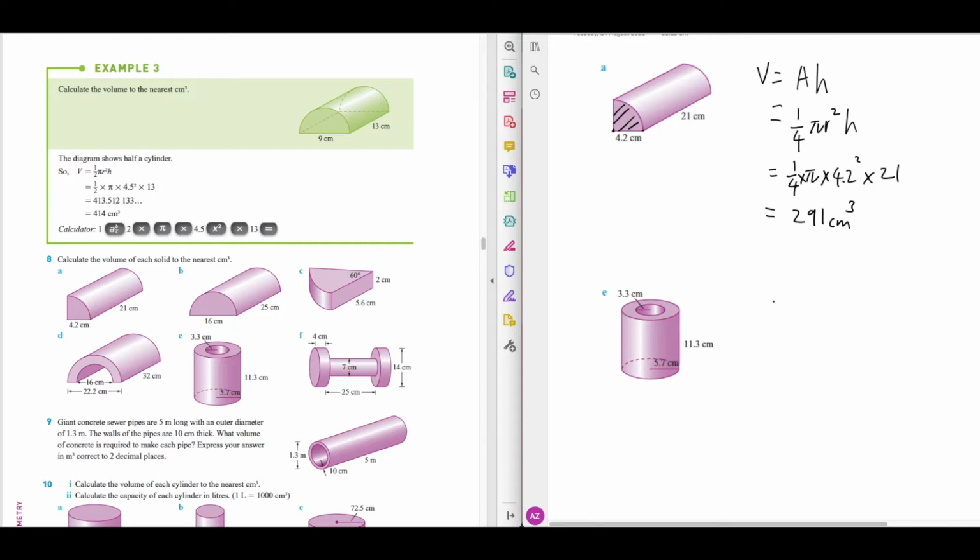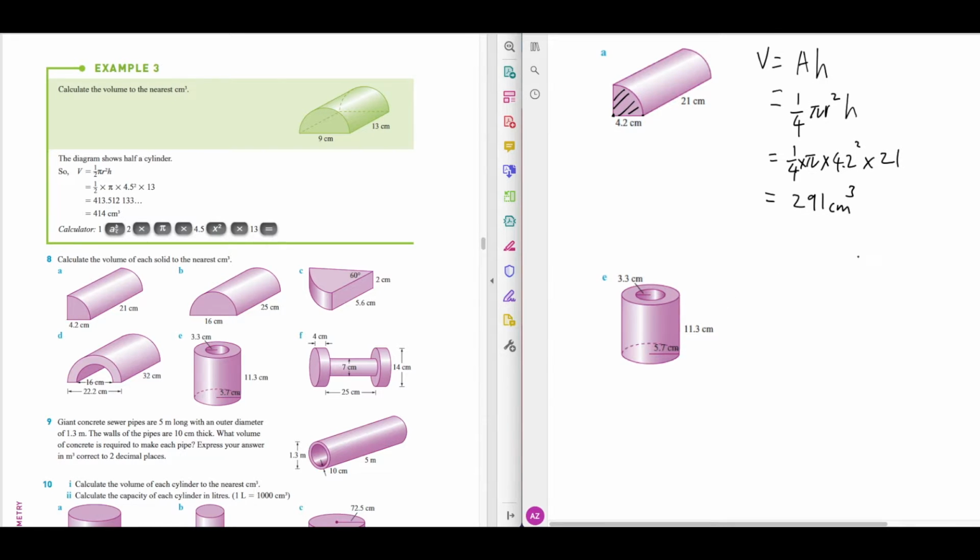Now, let's take a look at question E. To do question E, just write the formula down. Volume equals area times the height. This is a prism, but it's kind of like a donut looking prism. So the area of this circle is the area that you have to work out first before multiplying by the height. In this case, the height is 11.3. So how do you find the volume of this? How do you find the area of this shape?